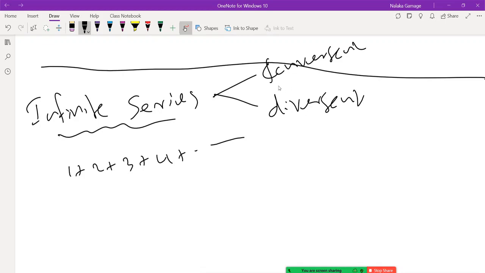A series is said to be convergent if the summation of infinite terms reaches a finite value. If the summation of infinite terms is a finite value, yes, it is convergent. If not, we say divergent. So divergent can happen in two ways.